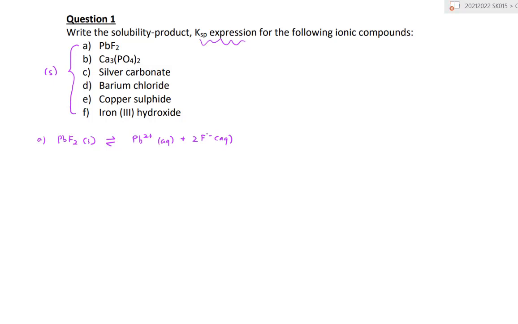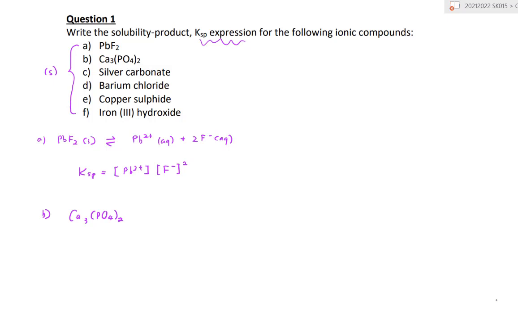To write the Ksp expression, remember for K expressions, we take the concentrations of the aqueous ions and exclude the solid phase salt. So in this case, Ksp equals Pb2 plus raised to power 1, and for the fluoride ion, F minus raised to power 2, since you have a 2 for the stoichiometric coefficient. So this is your Ksp expression.